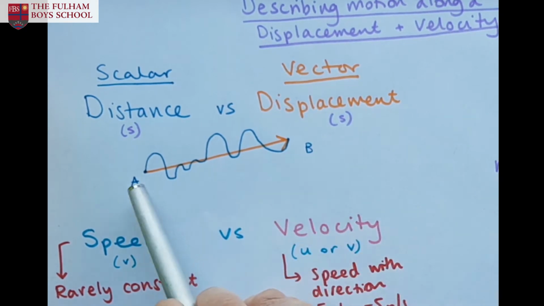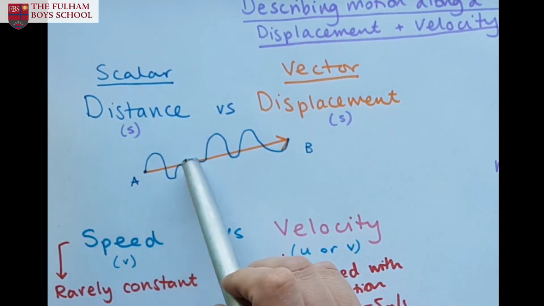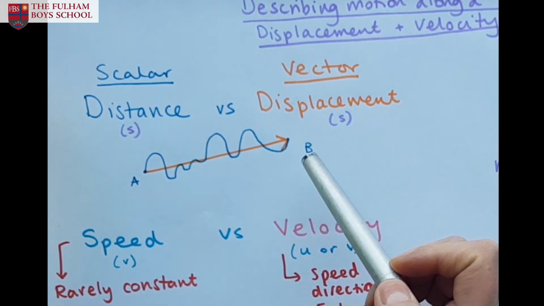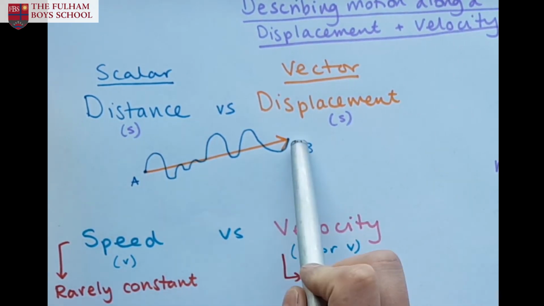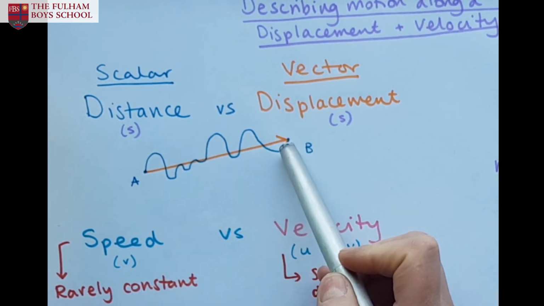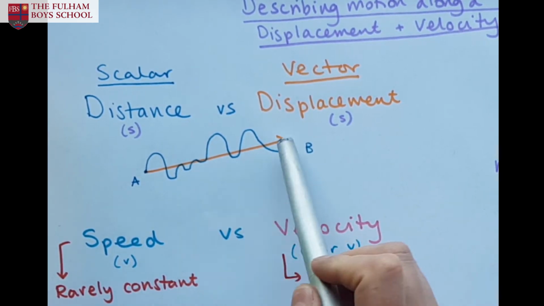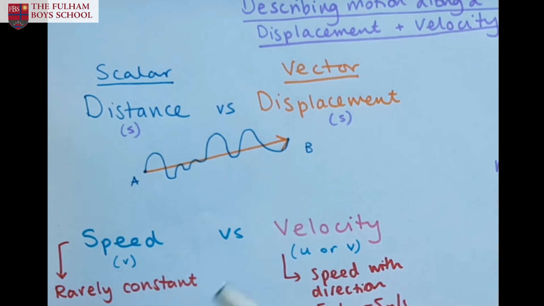The scalar versus vector bit means that if you're traveling from A to B, the blue line here would show you the distance. If you were to measure the length of that line, you'd get the distance you've traveled. Your displacement is this vector here from A to B, so it can be represented with an arrow. It has magnitude and direction.